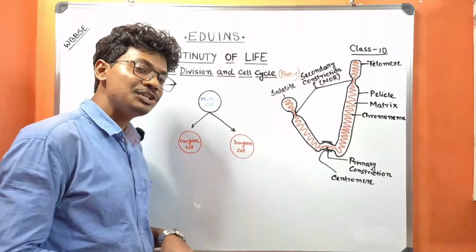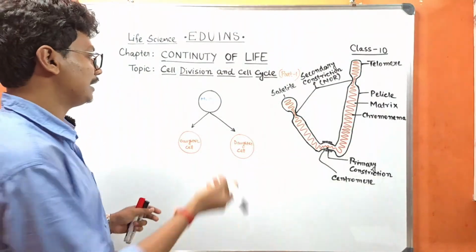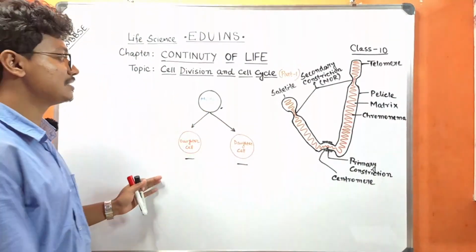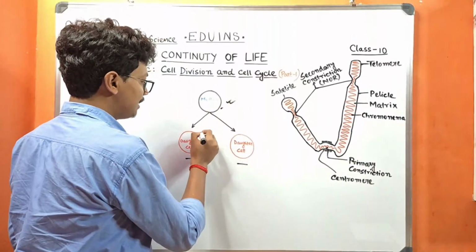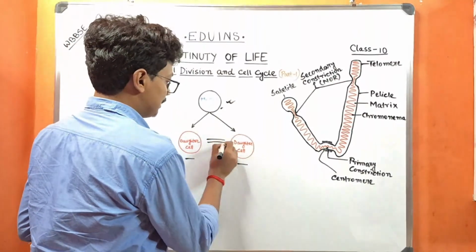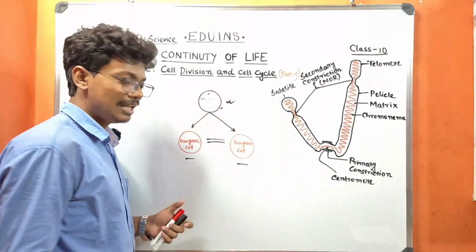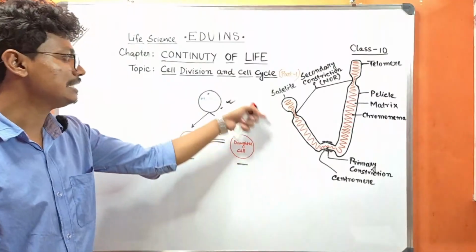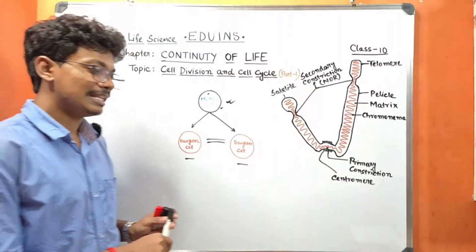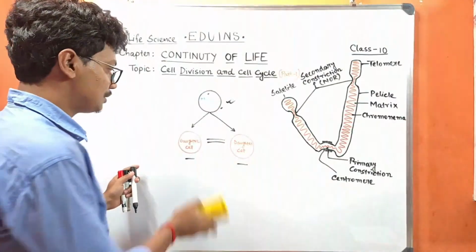So what is cell division? Here I have drawn a figure, that is the mother cell and two daughter cells. Cell division is the process in which one cell divides into two daughter cells, or maybe 4. These are the types of cell division, but primarily the daughter cells are produced from the mother cell. This is called cell division. For cell division, the cell needs to grow, develop and divide the cellular materials.